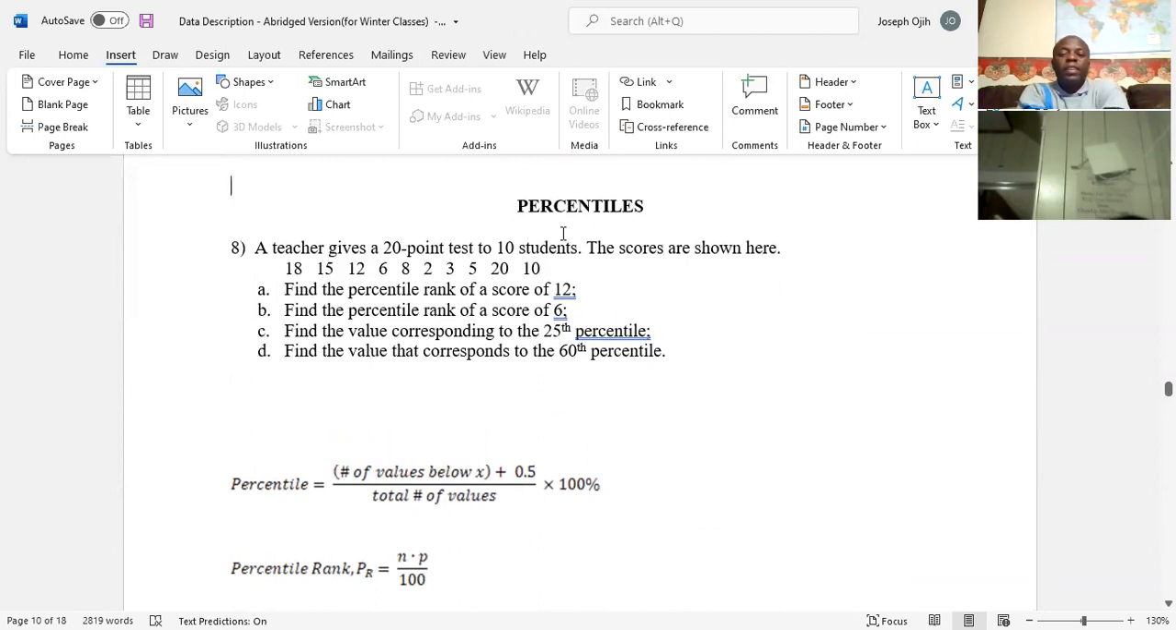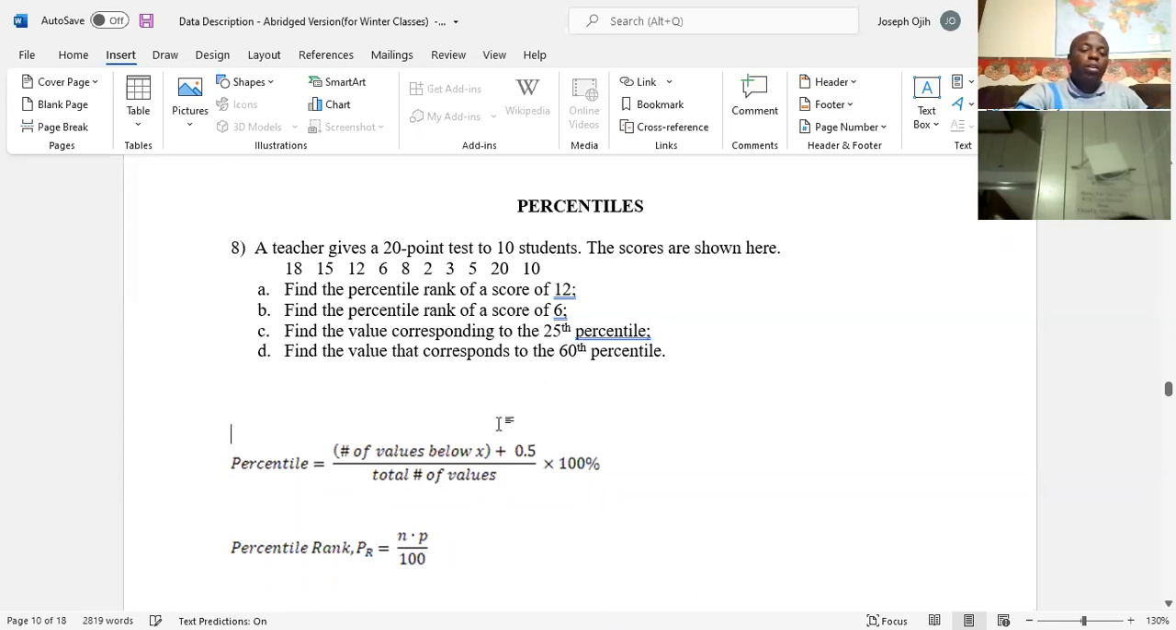Percentiles divide the data set into 100 equal parts. Now, to calculate the percentile, you need two formulas, well, one formula actually, depending on the kind of question that you were asked. Some questions might ask you to find the percentile. In that case, you use this formula here.